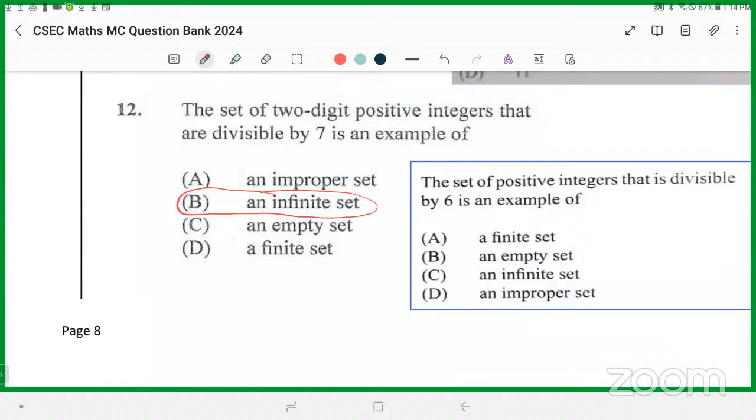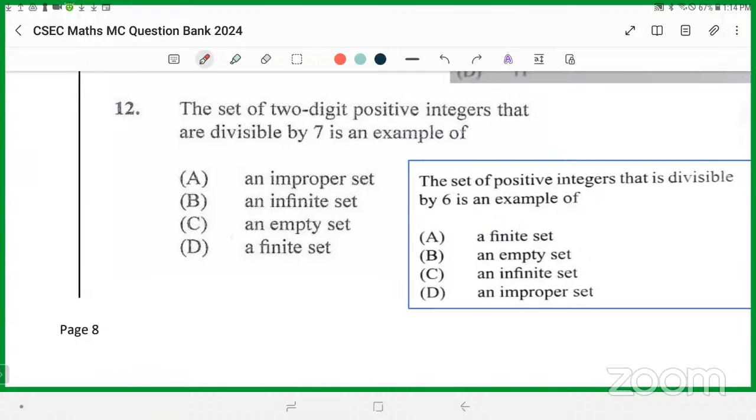There's no ending. A finite set is one that terminates, one that has a set number of values in it. What's an empty set? Everybody know what an empty set is? An empty set is one with no value, no member, no element in it. What's an improper set? Now, I'm going to tell you what it is just in case they ask a question about that. Improper set has to do with subsets. Subsets can be proper or improper. I'll give an example of what I mean.